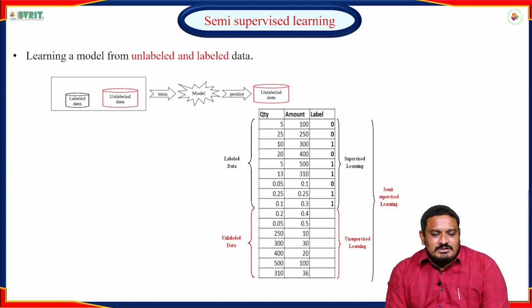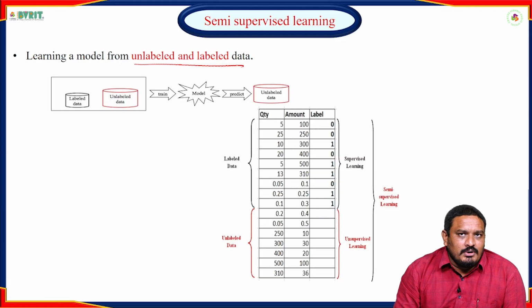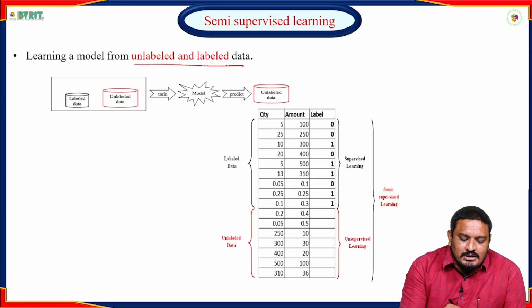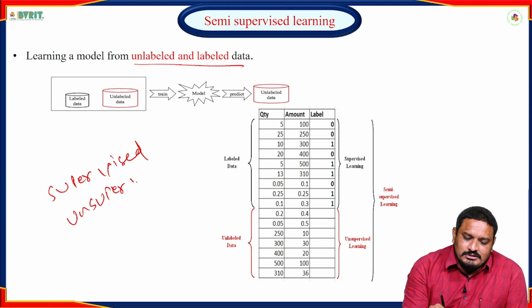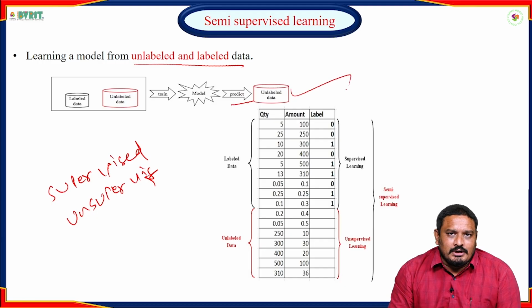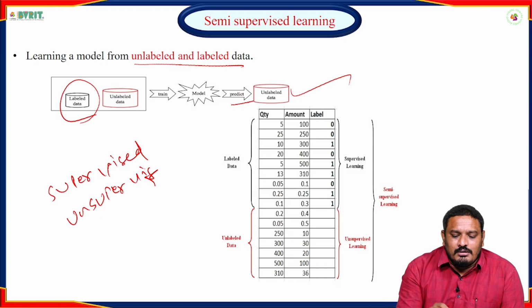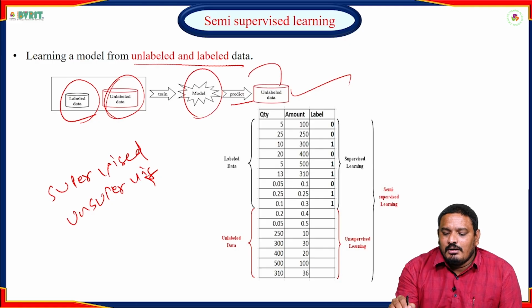What is semi-supervised learning? Here, the model learns from unlabeled and labeled data. Labeled and unlabeled data means the semi-supervised algorithm is either supervised or unsupervised. To train the model and predict the data, after predicting, the data will be unlabeled data. Finally, you get the unlabeled data. Simply see this diagram: labeled data, unlabeled data. Both data are used to train the model and predict the unlabeled data.